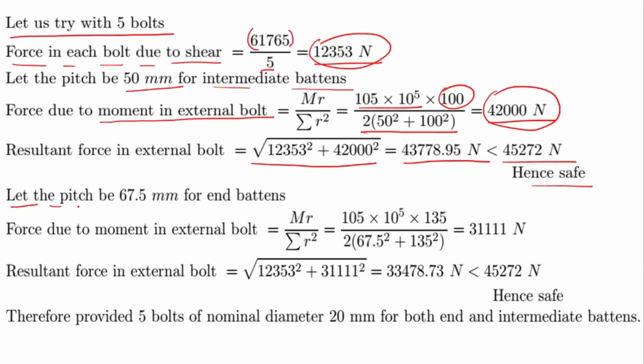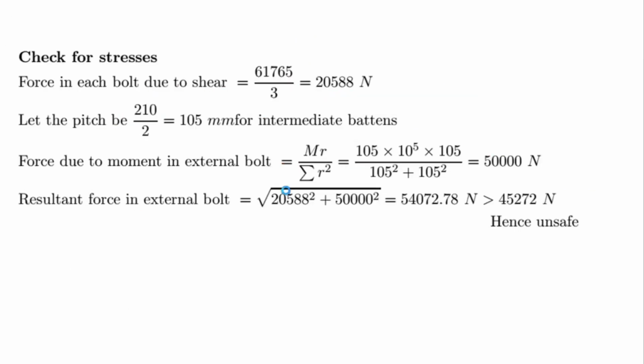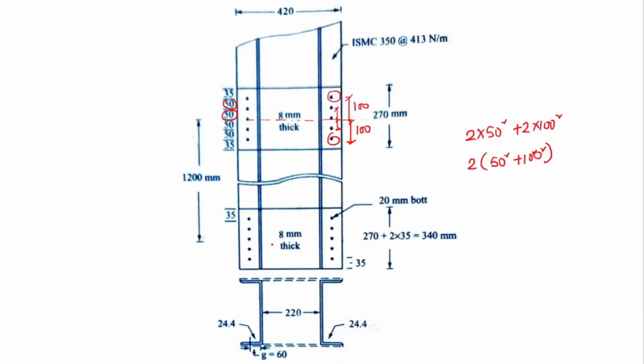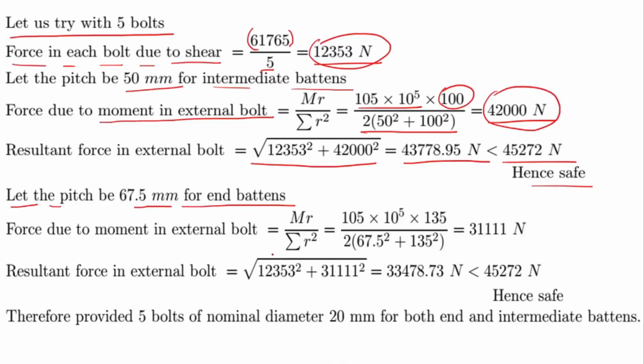Next, let the pitch be 67.5 mm for end battens. For the intermediate battens, we have provided the pitch of 50 mm. But in case of end battens, as we are going to provide 5 bolts and its overall depth is more, its pitch will also be more than the intermediate battens. So it will be 67.5 for the end battens.